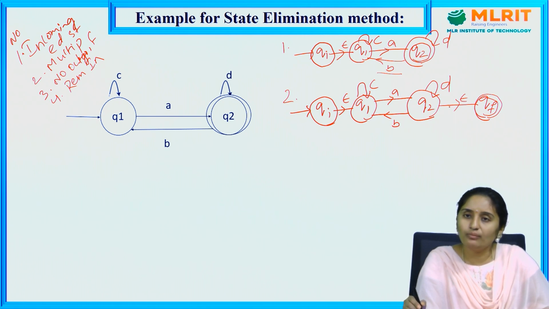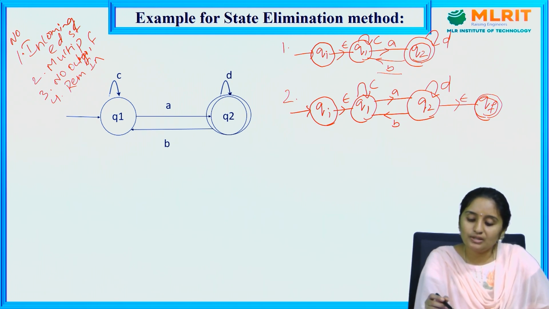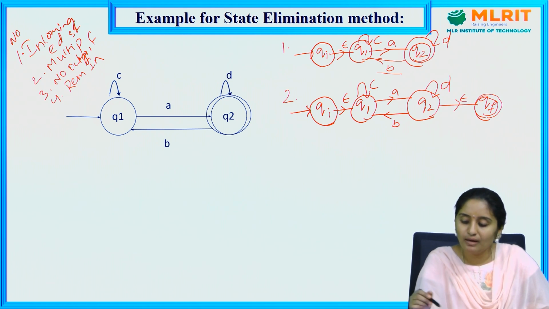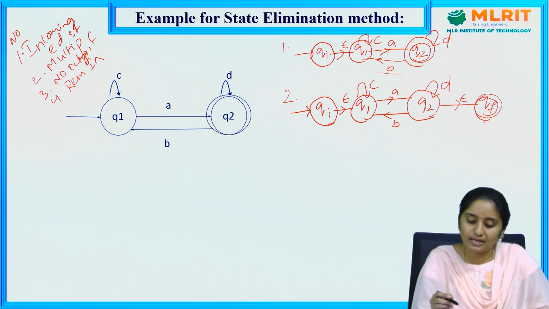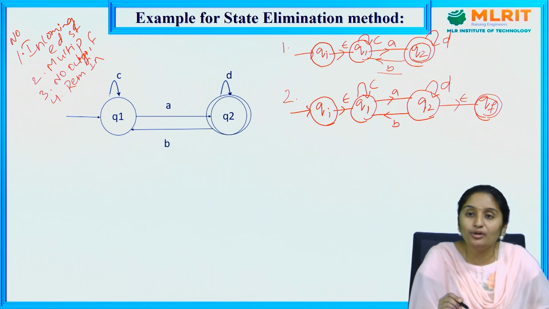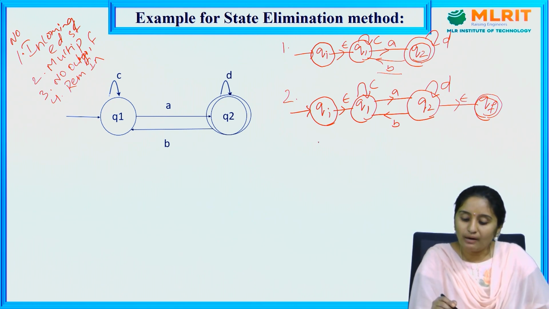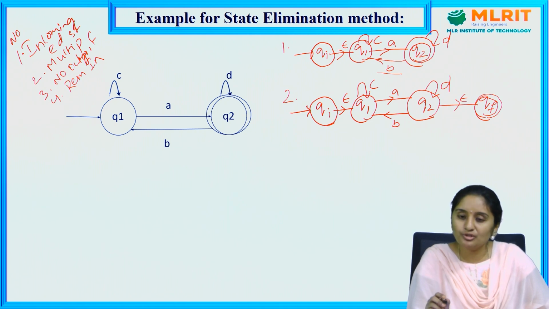So check now whether it is satisfying. See from QF, the new state, there is no outgoing edge. So it's satisfied. The first condition, initial state, is satisfied, no multiple final states is satisfied. The third one, no outgoing edge from the final state, that also is satisfied. The next step is to remove the intermediate nodes. After removing them, only the start state and the final state should remain. That shows us the regular expression.